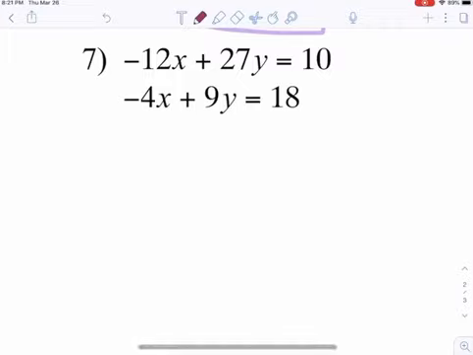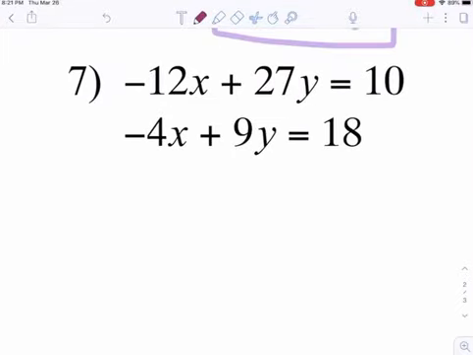So number 7, luckily my variables are already lined up, and I'm looking at which variable I could eliminate. I could make -4 match -12, and I can make 9 match 27. So it really doesn't matter which one you choose. I'm just going to choose the x. Okay, remember, the numbers need to be the same, but they need to be opposite signs.